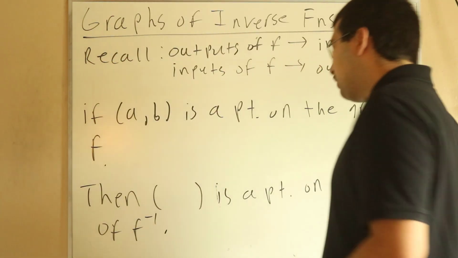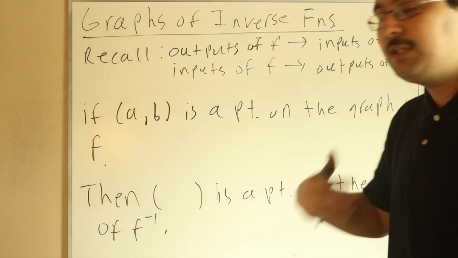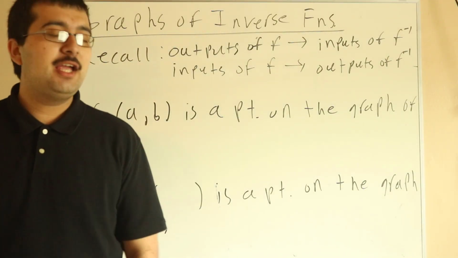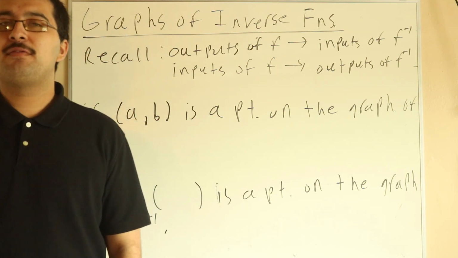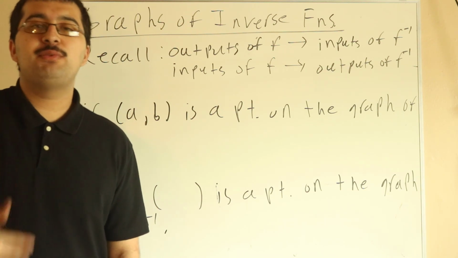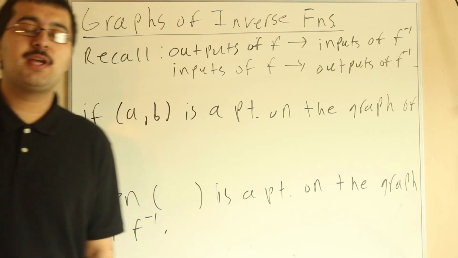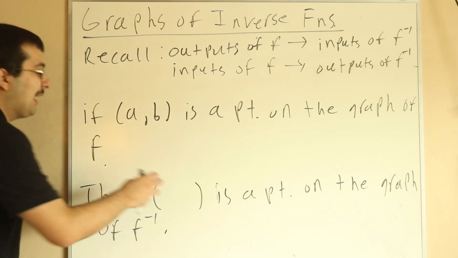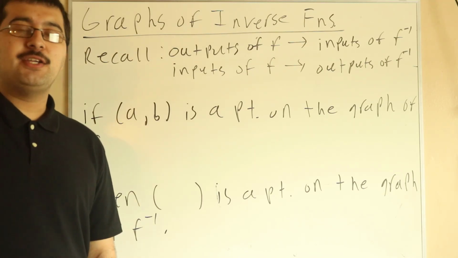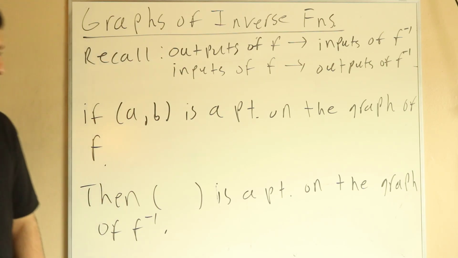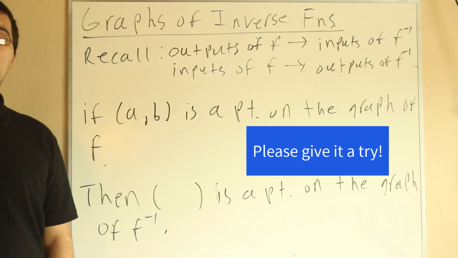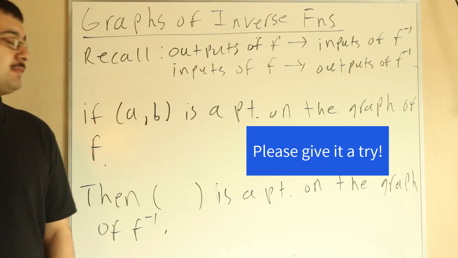Okay, so go ahead and think about this for a second. Think to yourself, what is this point? With the understanding that (a, b) is a point on the graph of f, and understanding the relationships between functions and their inverses, we can make a statement about the graph of f inverse, and that it must have a certain point. So I encourage you to pause the video now and think about this. What is the point that f inverse must have?